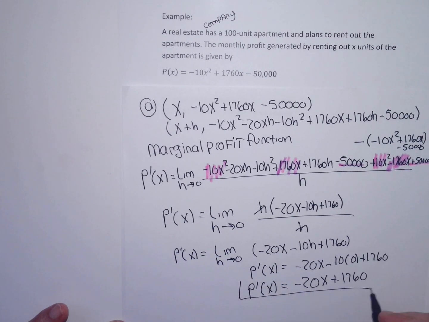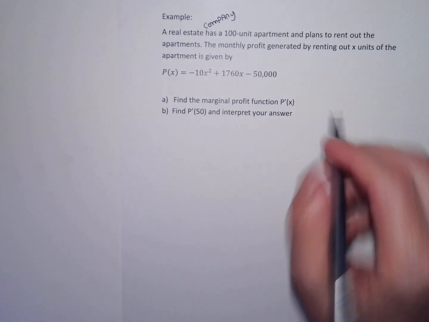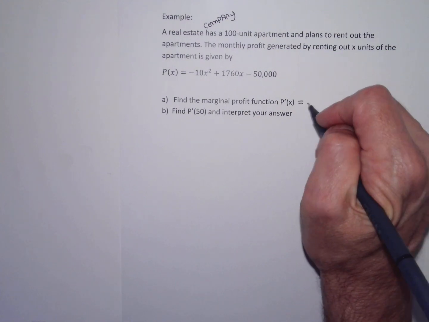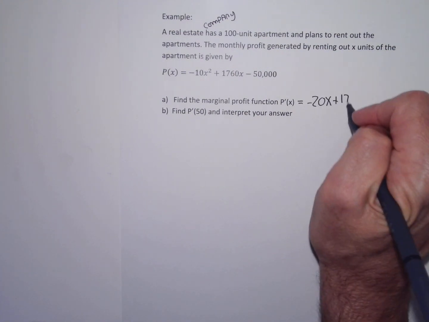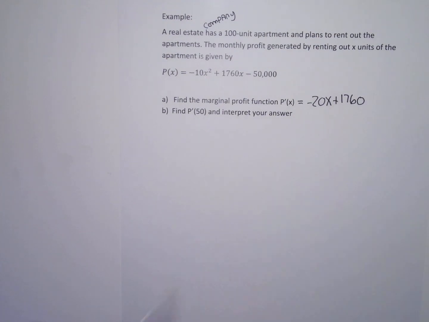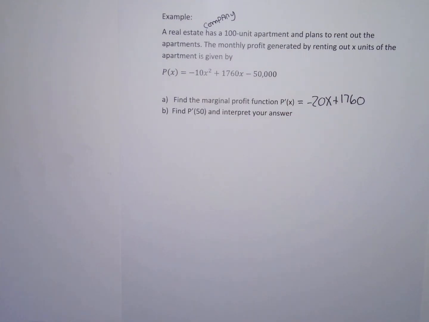This is the function that if I plug a number in for x, it tells me how much extra money I'm going to make by renting out one more unit. And it will tell me actually what unit. So the answer to part A, the marginal profit function, is negative 20x plus 1760. And in chapter 2, we'll learn how to go from there to there in about 2 seconds.